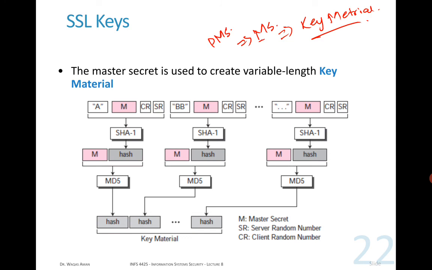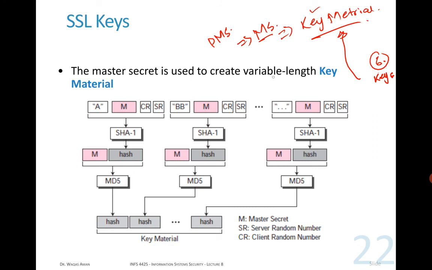So from the master secret we have to finally create the key material, and that would be the actual keys used for encryption, decryption, hashing and everything. We have to create 6 keys actually, 6 key material. And these 6 keys together are called what? The key material.